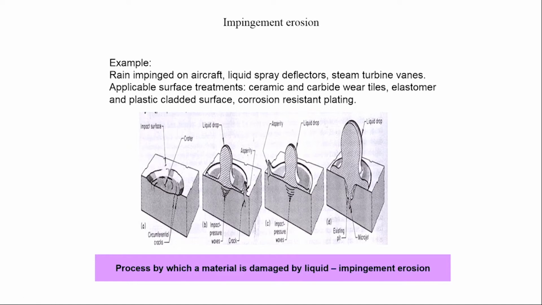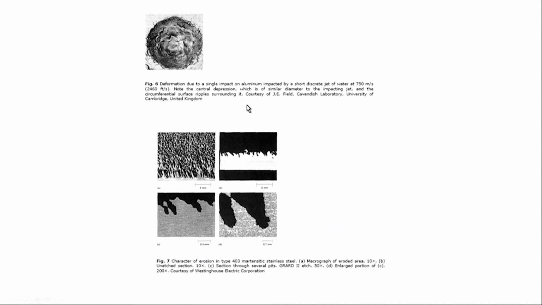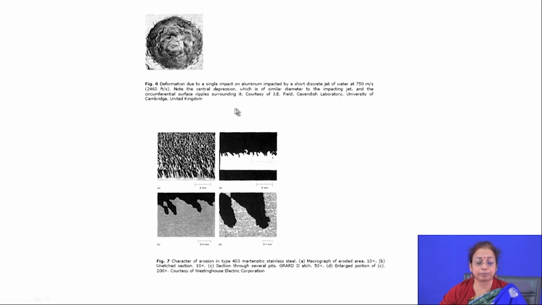So, examples of the liquid impingement phenomena are rain impinging on aircraft, liquid spray deflectors, and steam turbine fans. These are the typical examples, and there are surface treatments which may be applied to prevent this kind of liquid impingement erosion. These include ceramic and carbide wet tiles, elastomers, plastic cladded surfaces, and corrosion resistant plating, because whenever liquid comes into the picture, there is also corrosion phenomena which plays an important role and causes degradation of the component.